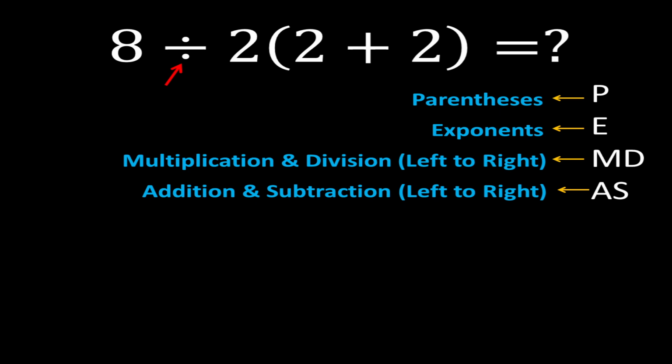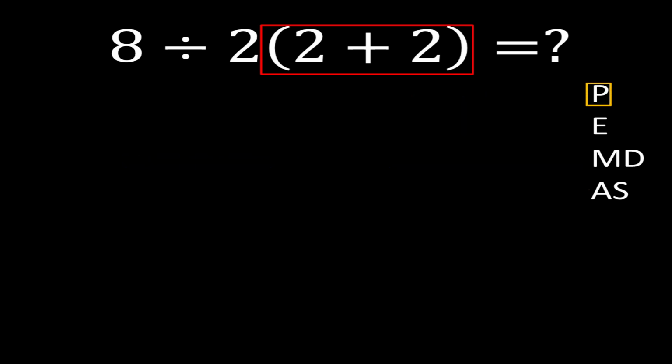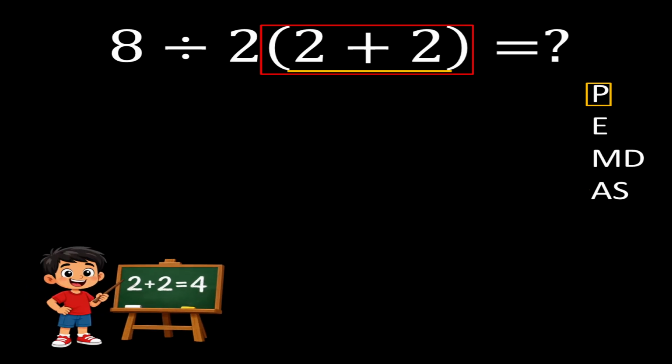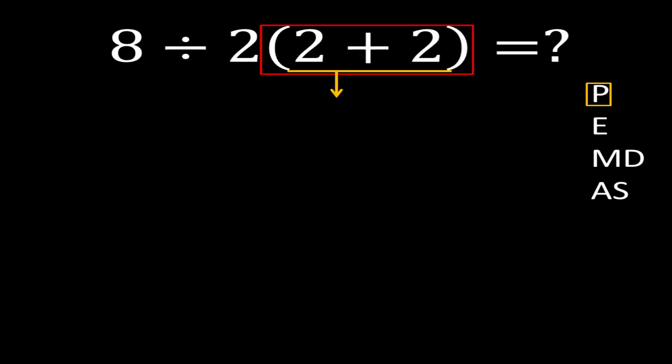So in this question, we have one division, one multiplication, and one parenthesis. So according to the PEMDAS rule, first we have to solve the parenthesis, right? So 2 plus 2. 2 plus 2 is equal to 4. So now the expression becomes 8 divided by 2, then in the parenthesis 4.